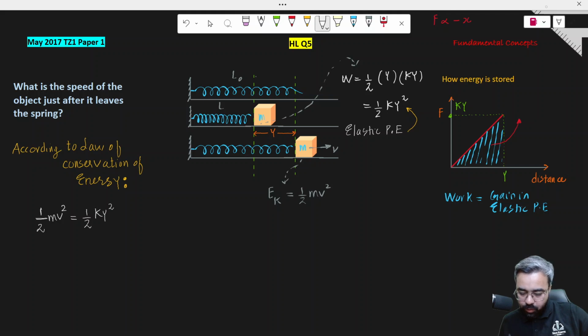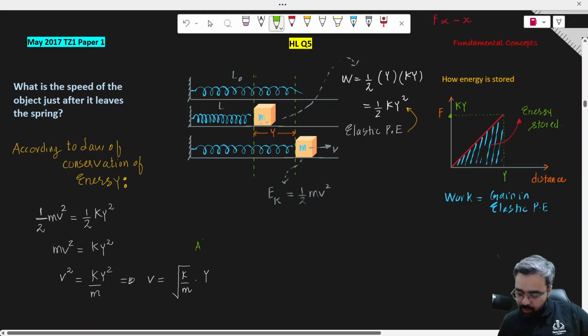You can just simply solve it, and mv squared is equal to ky squared. One half is cancelled from both sides, and we want to find the speed. So we can divide by mass on both sides. So v squared is ky squared over m, and then you can take the square root on both sides, so v will be equal to the square root of k over m, times y. So finally option A is the right answer for this question.